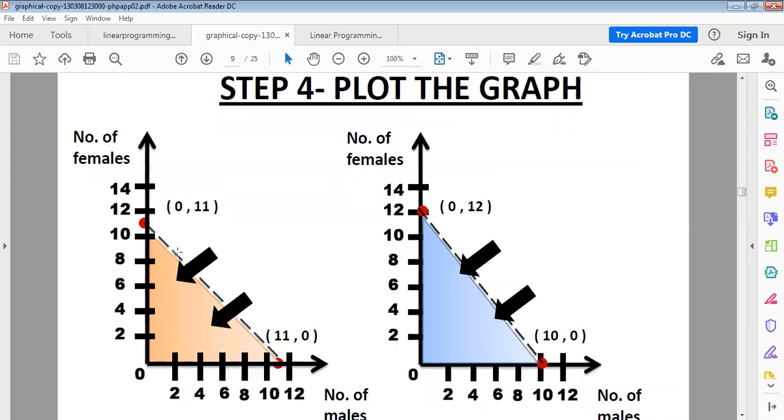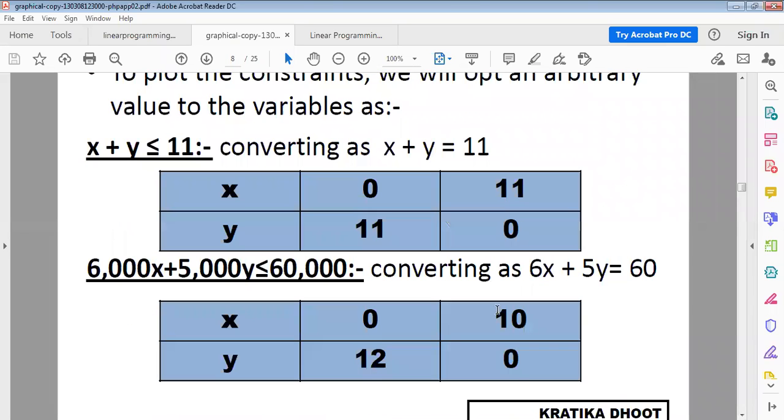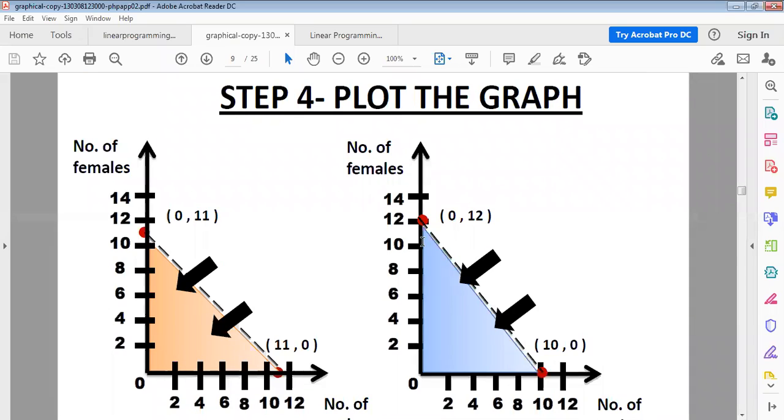Now for the first constraint, this is the x axis and this is the y axis. This is for male and this is for female. So the first point is (11, 0), and along the y axis (0, 11). Just joining these, we get the graph of the first constraint. Now for the second constraint, on the male x-axis (10, 0) and the other is (0, 12). Understand? This is the second constraint. Just plotting.